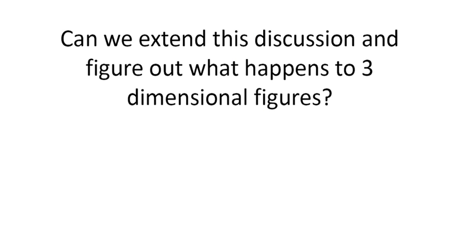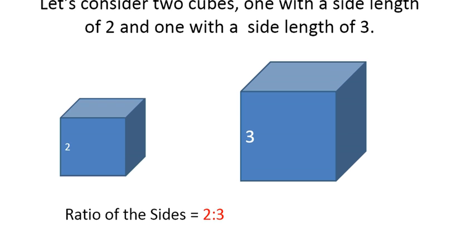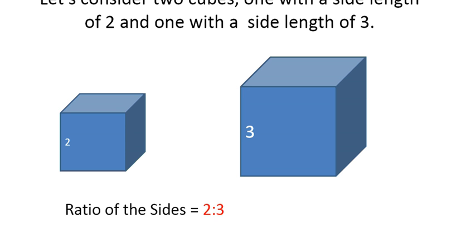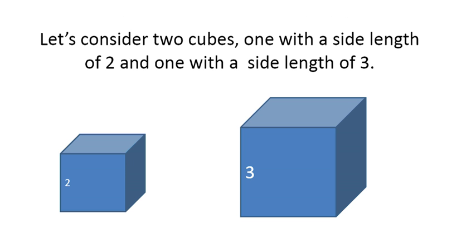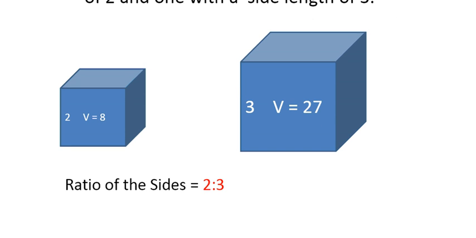All right, we're now going to extend this discussion and see what happens with three-dimensional figures. I'm going to take two cubes, again, one with side length of 2 and one with side length of 3. The ratio of their corresponding sides would therefore be 2 to 3. And I want to now go ahead and compare their two volumes. Well, the volume of the smaller cube is going to be 2 times 2 times 2, or in other words, 8, whereas the volume of the larger cube is going to be 3 times 3 times 3, or in other words, 27.